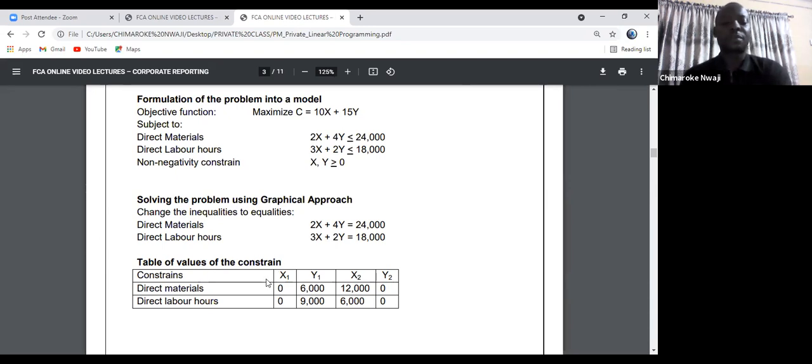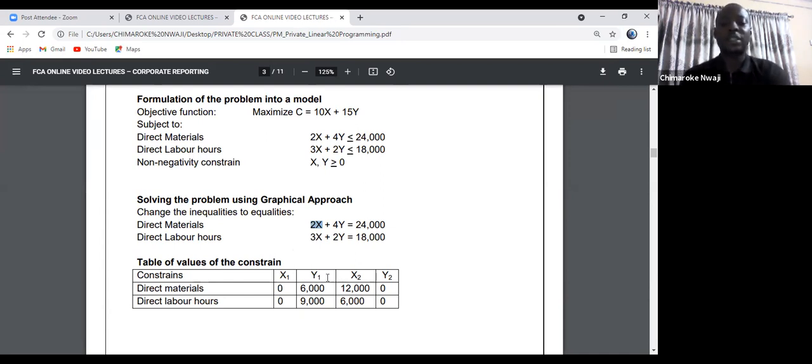All right, so now, when x is 0, as can be seen here, what is y? And when y is 0, what is x? Let's test the materials. Let's look at direct materials, which is this here. Assuming x is 0, it means 2 times 0 becomes 0. That means 4y will be equal to 24,000. So to get y, you simply divide 24,000 by 4, which is 6,000.